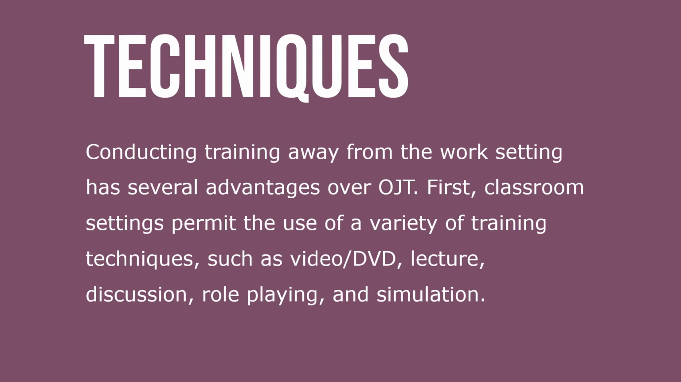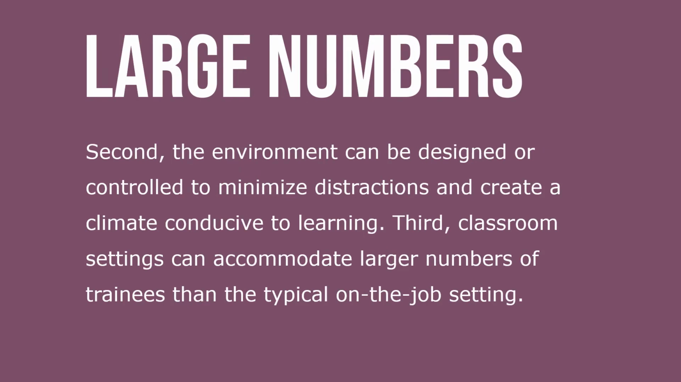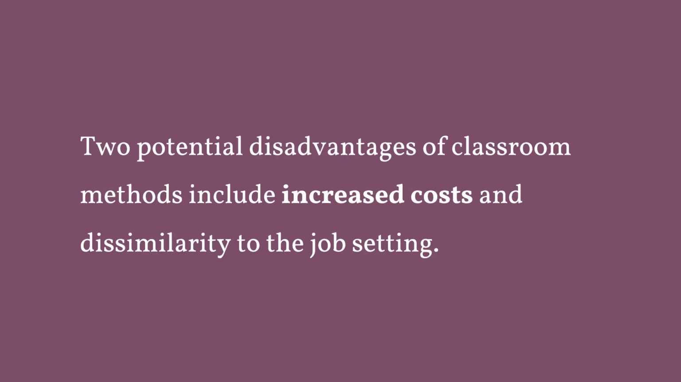Conducting training away from the work setting has several advantages over OJT. First, classroom settings permit the use of a variety of training techniques such as video or DVDs, lecture, discussion, role playing, and simulation. Second, the environment can be designed or controlled to minimize distractions and to create a climate conducive to learning. Third, classroom settings can accommodate larger numbers of trainees than a typical on-the-job training setting. Two potential disadvantages of classroom methods include increased costs and dissimilarity to the job setting.